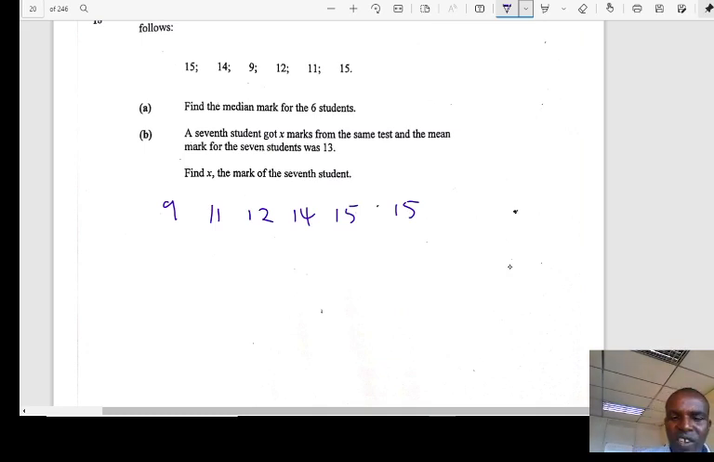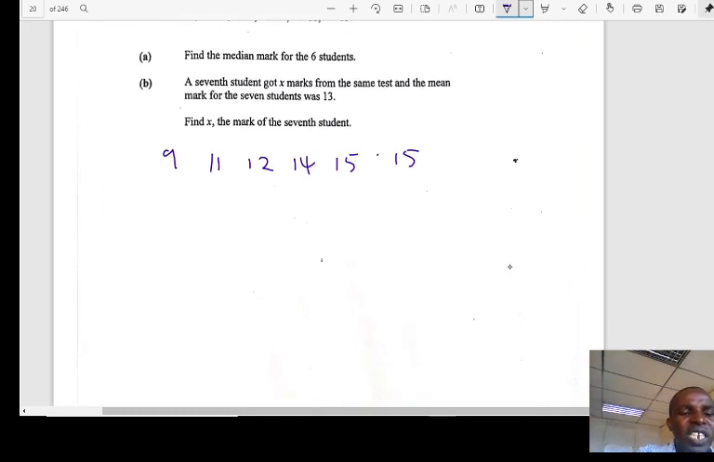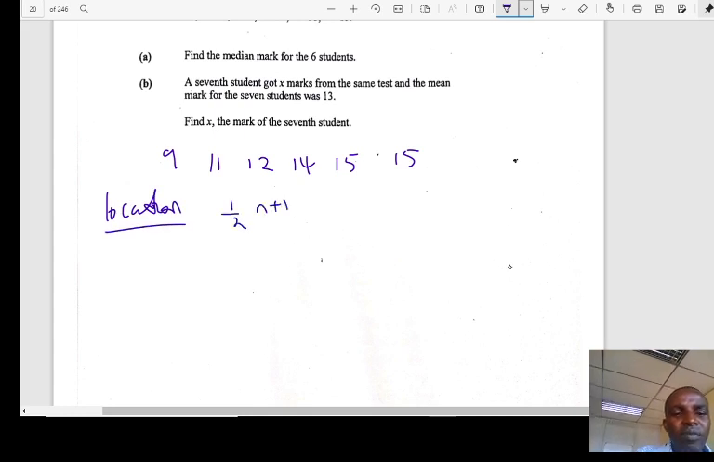So the median. First thing, you find the location of the median. This one is on grouped data, so you use half n plus 1. That's the location, where n is the number of values. In this case, there are 6 values.